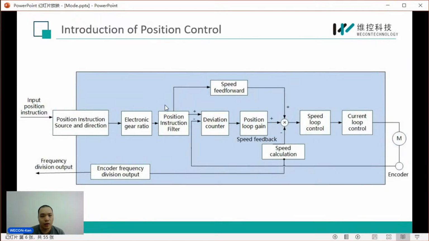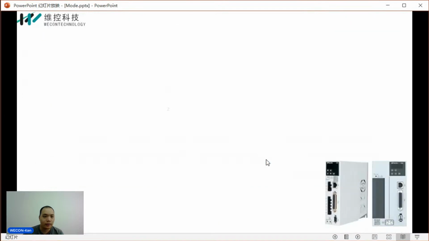This is the control mode, classic three-loop control. Position control mainly affects the position loop. The loop control is difficult to understand. Just note it.